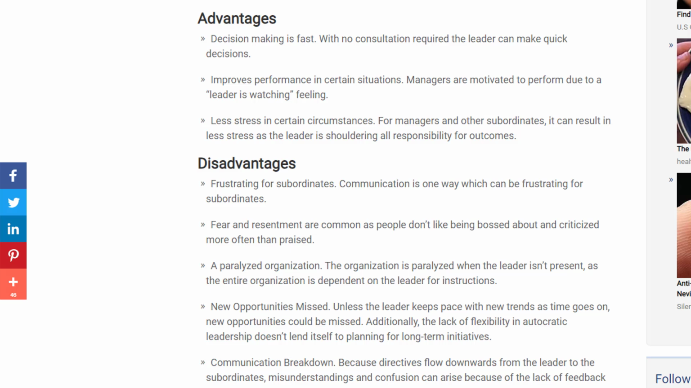Communication is one way, which can be frustrating for people. You don't want people just talking down to you, ordering you around. Sometimes you want to have a say in certain decisions. So this can be a disadvantage because you can frustrate people who are working for you, because all you're doing is passing out orders, handing down orders. So that can be frustrating.